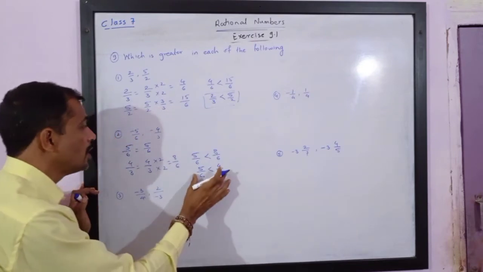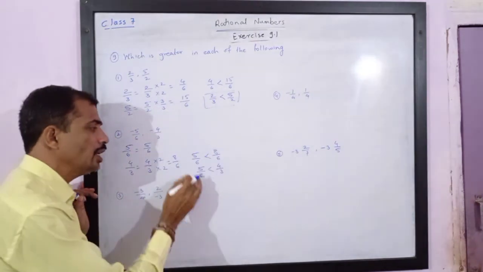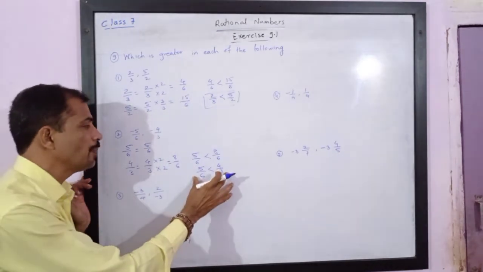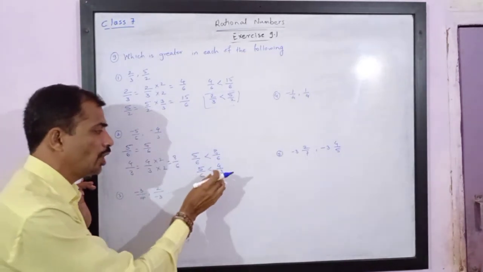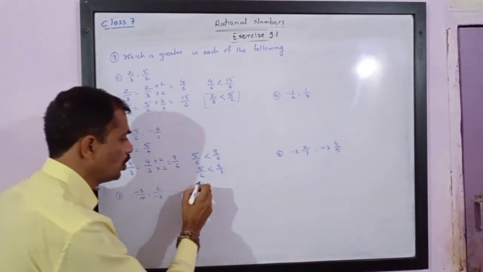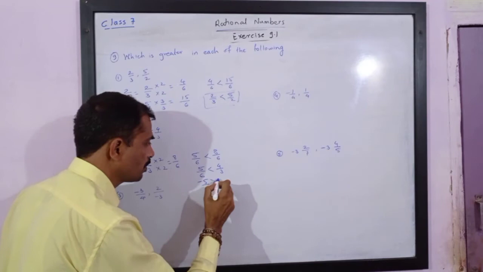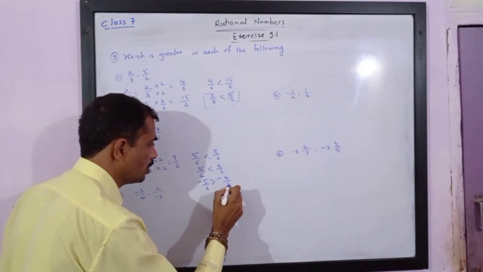Please note, now we have to do the comparison. So we have done the comparison by ignoring the negative signs. Now in order to compare the negative rational numbers, we have to reverse the sign. So negative 5 upon 6 will be greater than negative 4 upon 3.